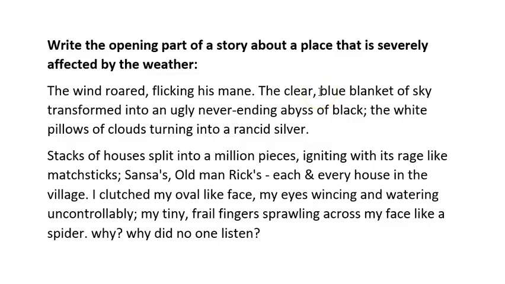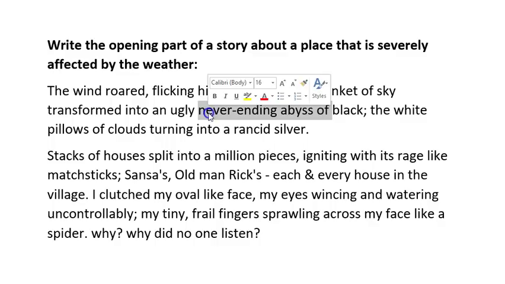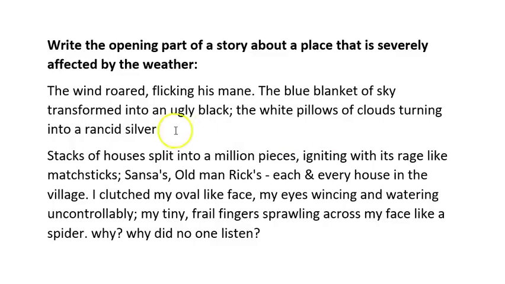So let's look at the word clear. I can get rid of it, because if I see the sky as a blue blanket, the word blue already means it's clear. There's no clouds in that sky, or at least no stormy kind of weather, because blue suggests everything's visible. So we already know it's clear. Transformed into an ugly, never-ending abyss of black. Well, do we need to know it's a never-ending abyss? Well, I don't think we do. It's just there to show off vocabulary use. But actually, if I just have transformed into an ugly black, I've got that contrast.